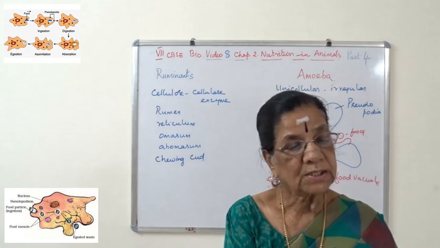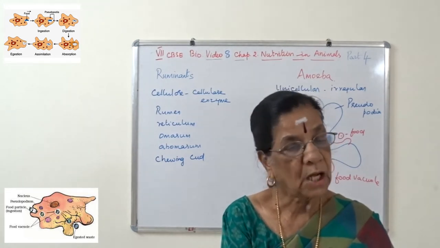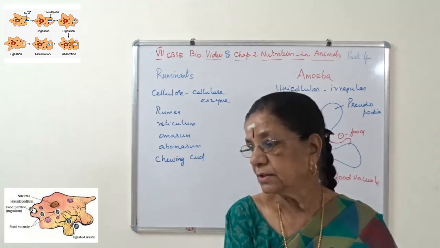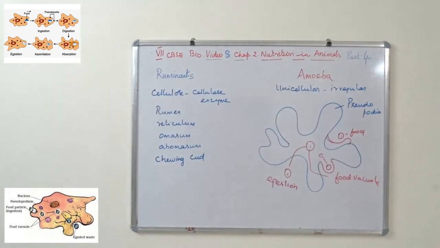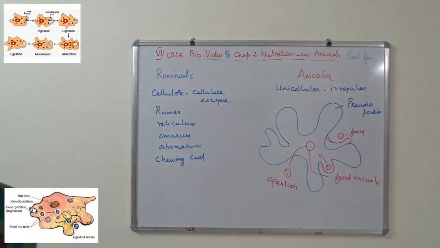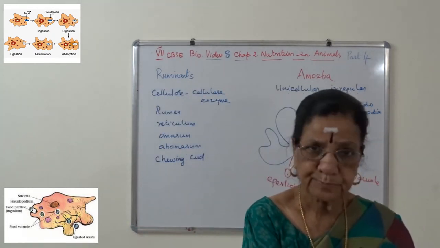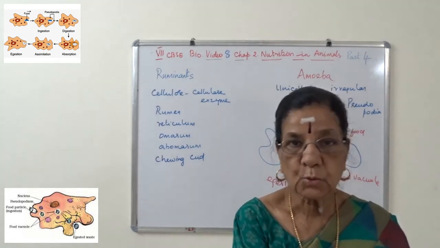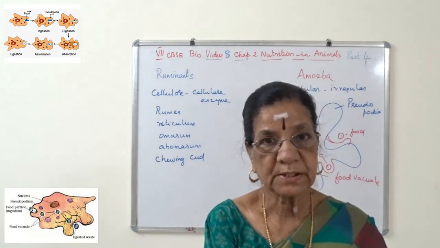Amoeba constantly changes its shape and position, and it pushes out one or more finger-like projections called pseudopodia. I hope you understand. This pseudopodia is also known as false feet, and it is for movement and capturing the food. We have studied the amoeba structure already.